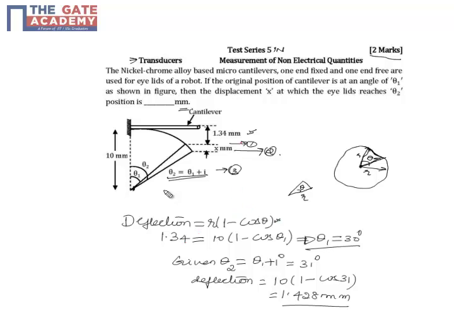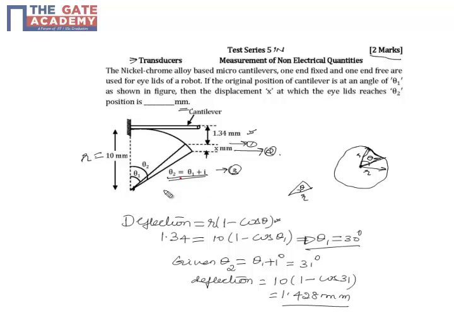Here in the first case, we are given the displacement as 1.34 mm. And the radius is given as 10 mm. You can see it here, R is equal to 10 mm. So I am substituting 10 mm here. So mm gets cancelled into 1 minus cos theta 1, which is nothing but the first displacement. So I get after simplification theta 1 as 30 degrees.